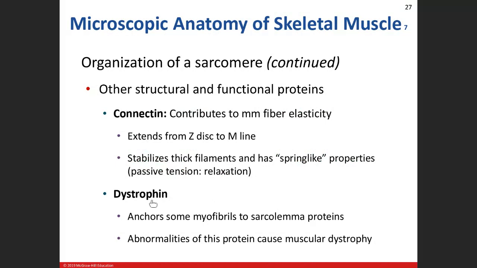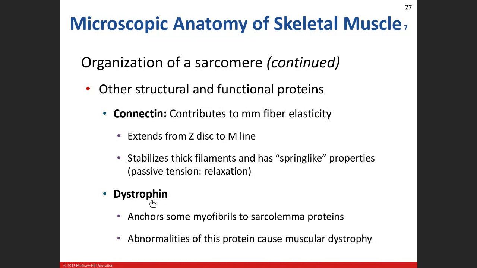And then dystrophin, you probably heard of muscular dystrophy. This is that protein that, if it is abnormally created, will mess up or cause the organization of the sarcomere to be imperfect or poorly organized, causing abnormal muscle function.